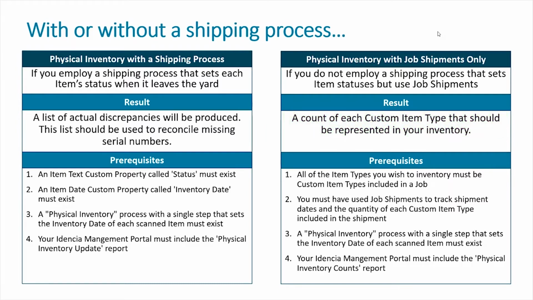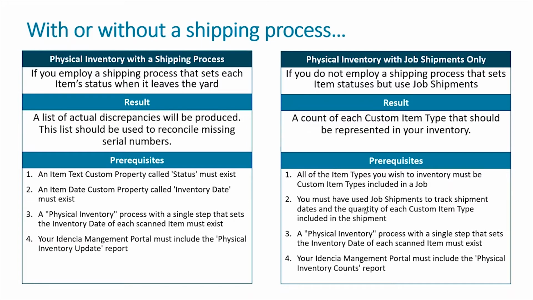And the prerequisites to the second type, if you're using job shipments, is that all of the item types you want to inventory have to be custom item types in a job. It's not going to work for stock. So you have to use job shipments to track the quantity of each item type included in the shipment. You need a physical inventory process that sets the inventory date. And then your Identia management portal needs the physical inventory counts report. And again, if you need help getting any of that set up, we'd be more than happy to schedule some time to do that for you.